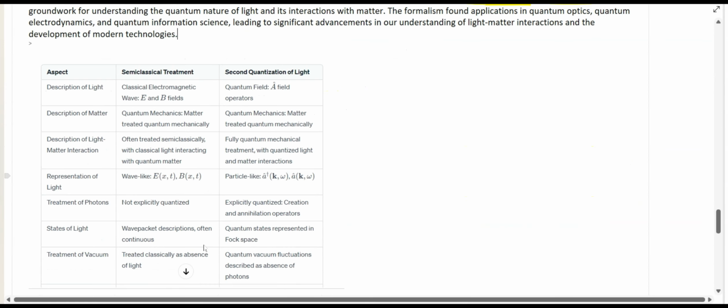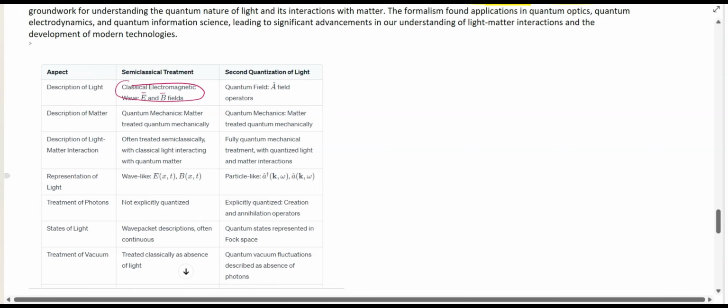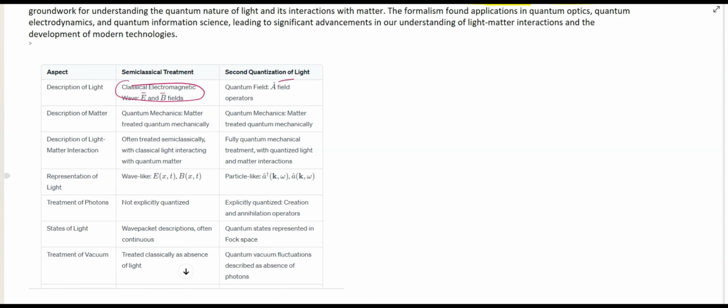So, let us just have a broad overview of the differences. In the semi-classical treatment, we used classical electromagnetic waves, E bar and B bar. These are called vector fields, used to describe the phenomena in the semi-classical treatment. However, in the quantum version, we consider operators a cap and a cap dagger for describing the electromagnetic waves. I'll come to it.